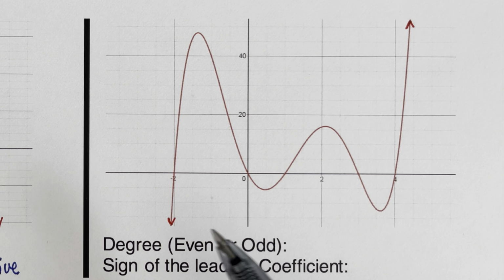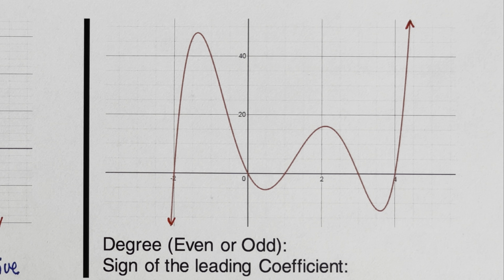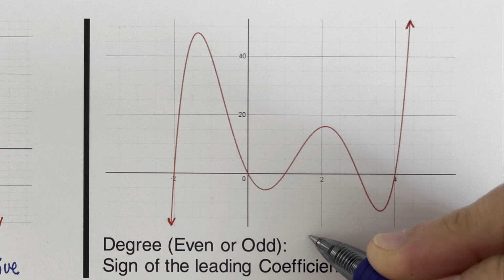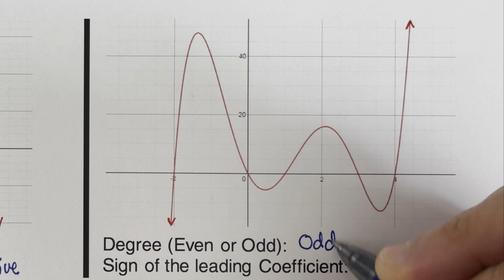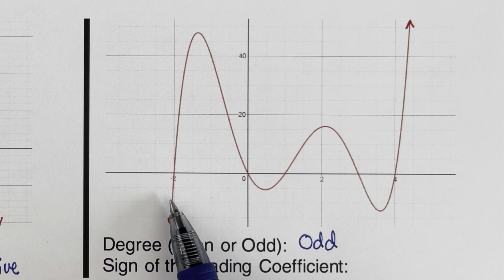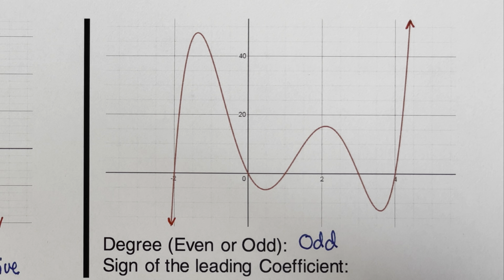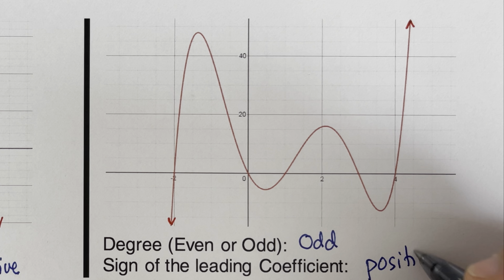Now let's look at the second one right here. The left end of the graph is directed downward and the right end is directed upward. So this is actually an odd degree. So the degree of this graph is odd, and for the sign of the leading coefficient, this is going down and going up. This tells us that the sign of the leading coefficient for this would be positive. And so I'm just gonna write positive right here.